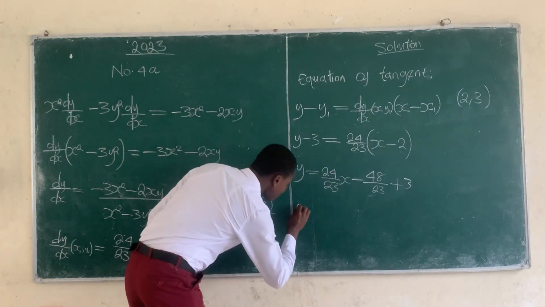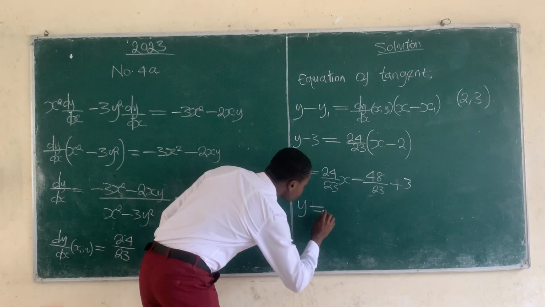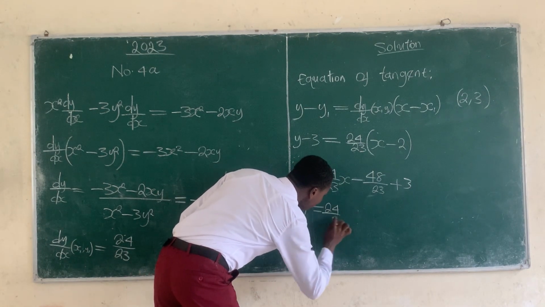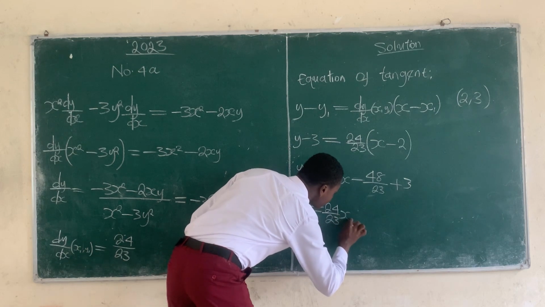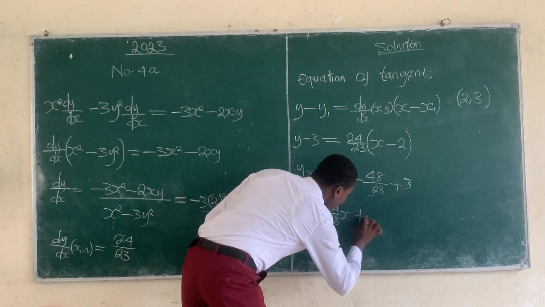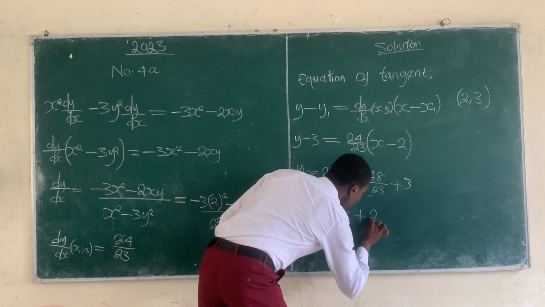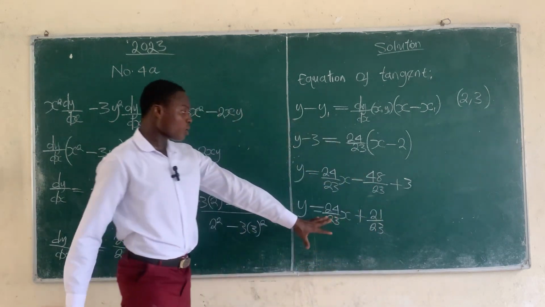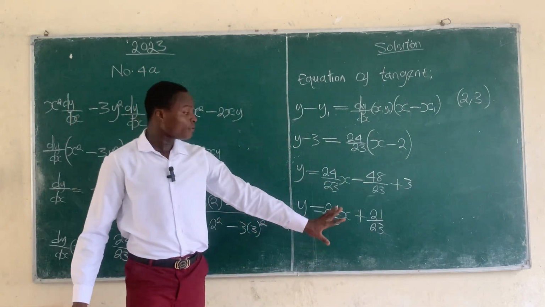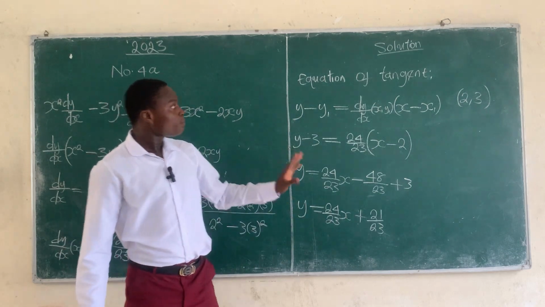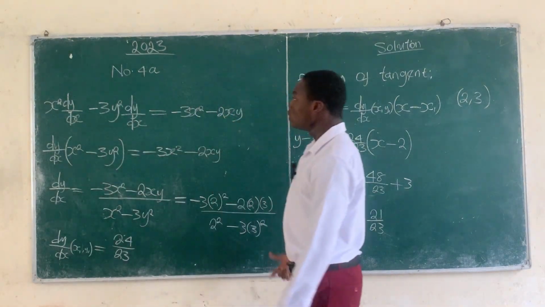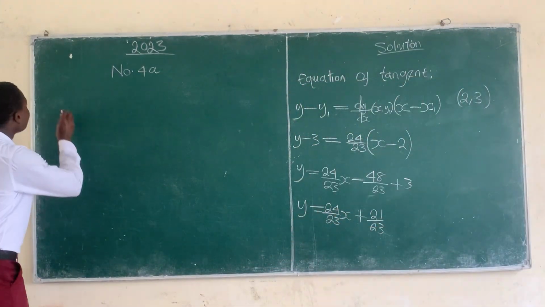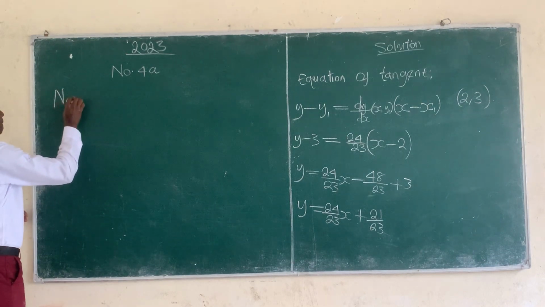So evaluating this, we have y equal to 24 over 23x plus 21 over 23. And this becomes our equation of tangent. So let's proceed by finding the normal to the curve.